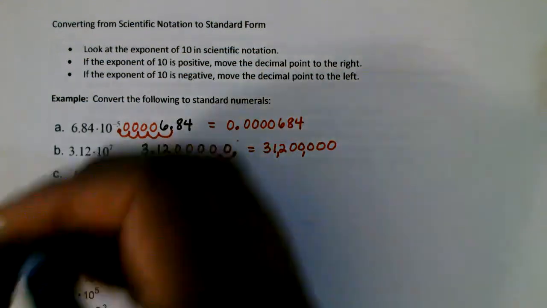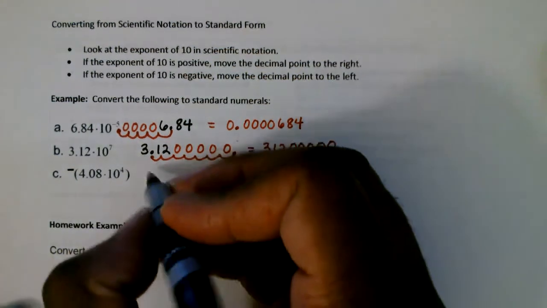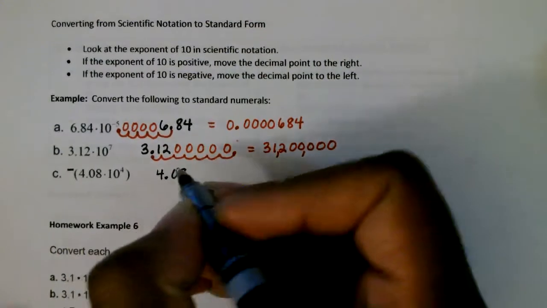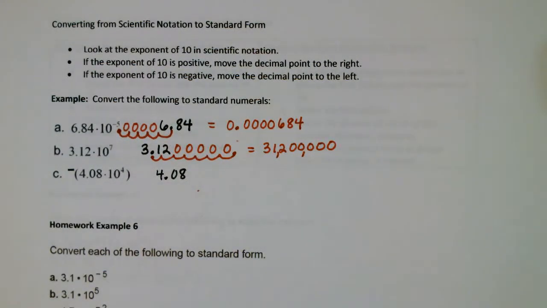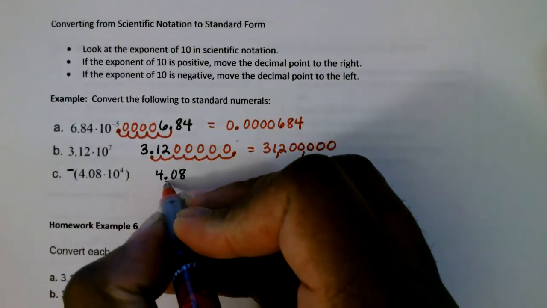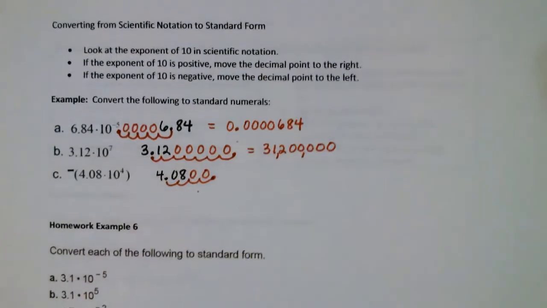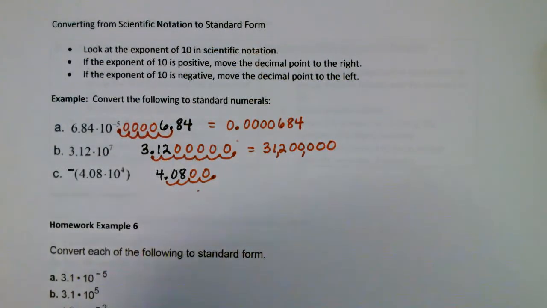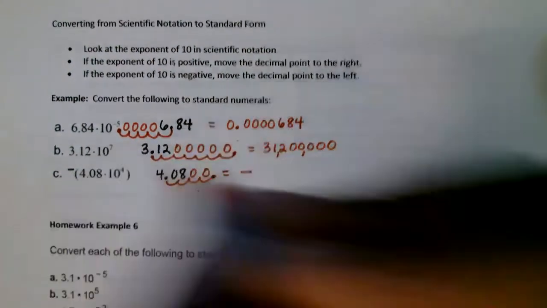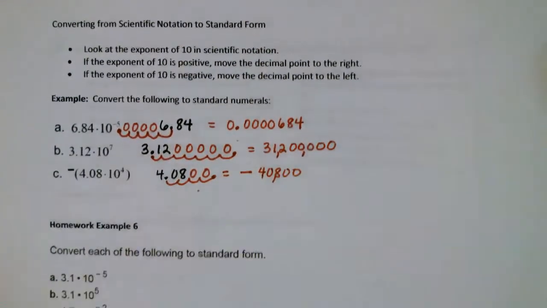And in part C, I got a negative 4.08 times 10 to the 4th power. All right, let's concentrate on the 4.08. And then on the final answer, I'll tackle on the negative sign. That 4 in the power of 10 is positive. So that tells me I need to move this decimal point 1, 2, 3, 4 places, meaning I need to put 2 zeros there. All right, so my final answer, I'll add the negative. This will be negative 40,800.